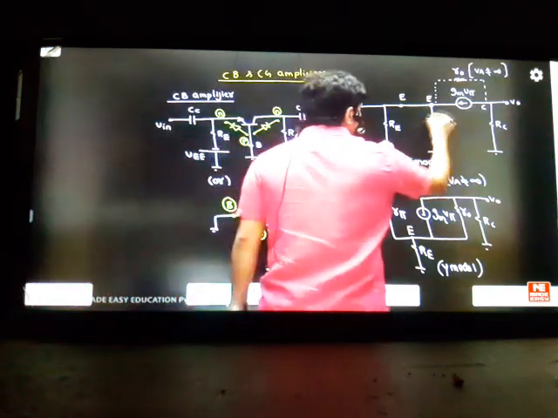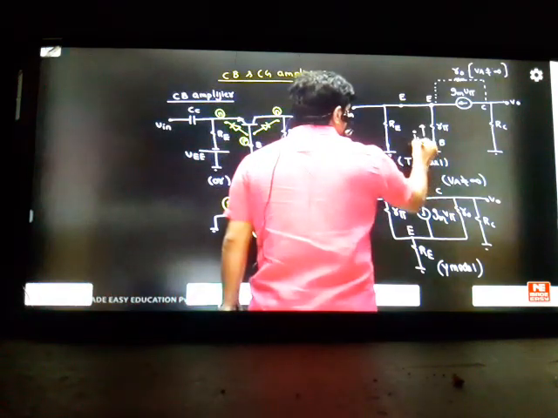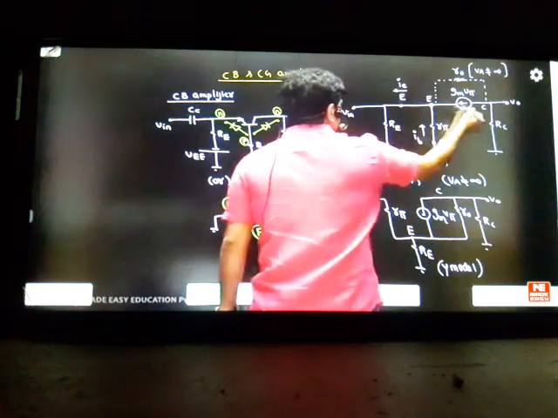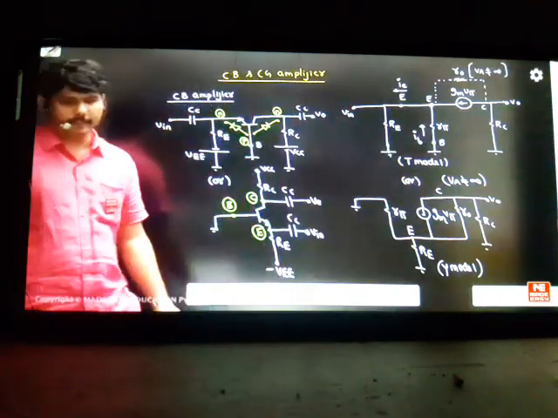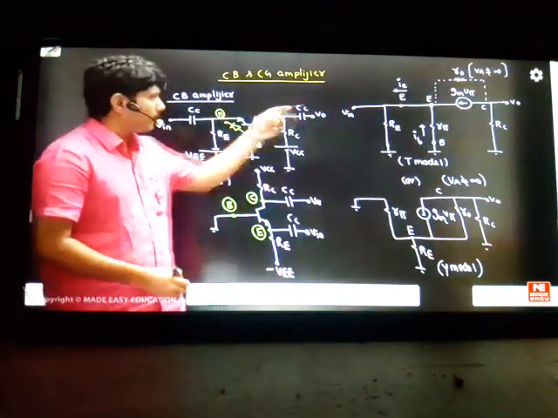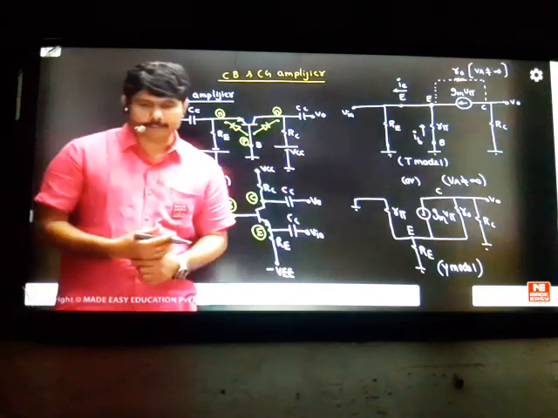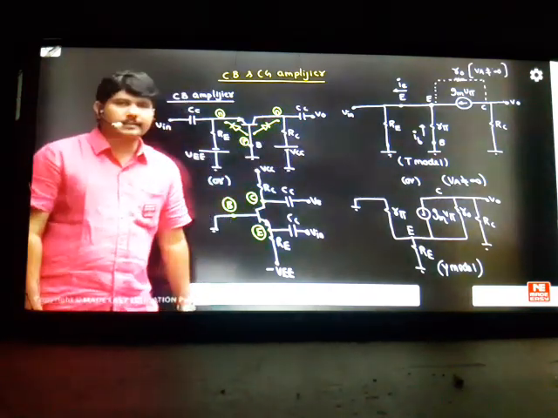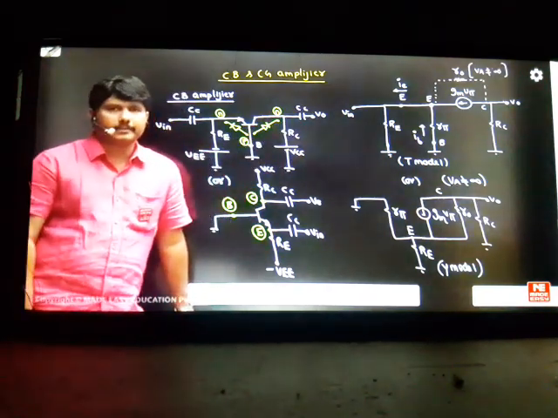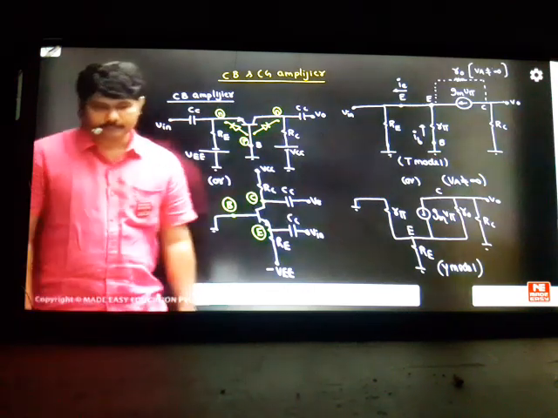This is your IC current, this is your IB current, and this will be your IE current. It's an NPN transistor, so the current IE will go outward. If it is a PNP, you have to keep inward directions. This is the outward direction because of the NPN transistor. That's why from the exam point of view, most of the times common base is given with PNP transistors, so that the currents will go in the forward direction.